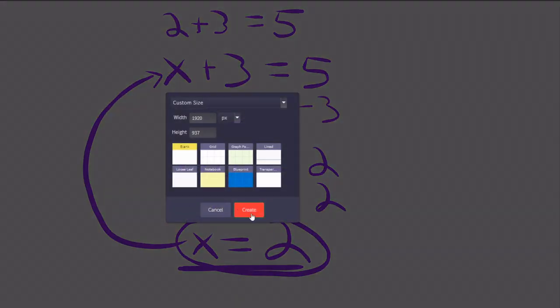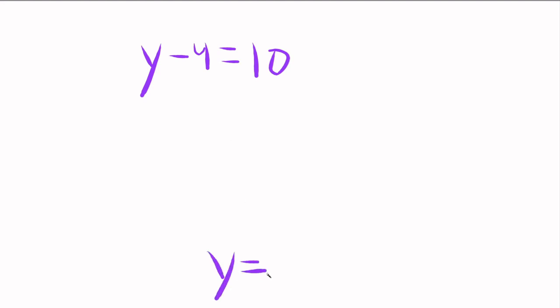Let's do another example real quick. Let's do y minus 4 equals 10. Again, it's an equation because there's an equal sign. I'm trying to find the value of y that makes this equation true. Again, my goal is to find y equals something.